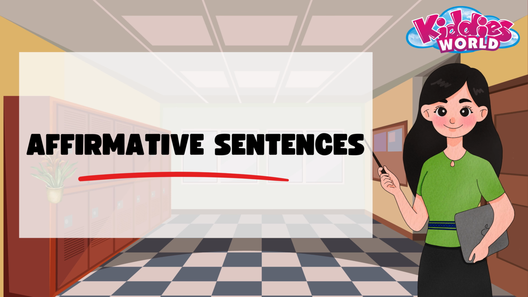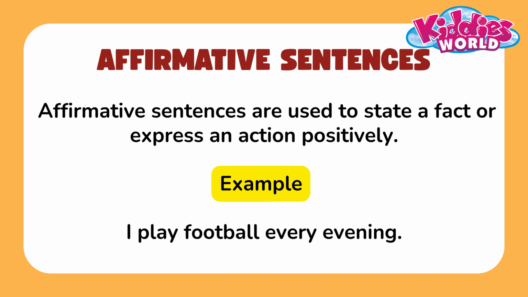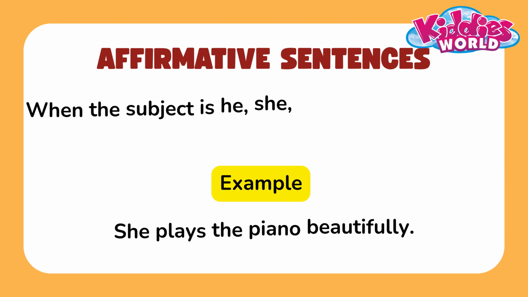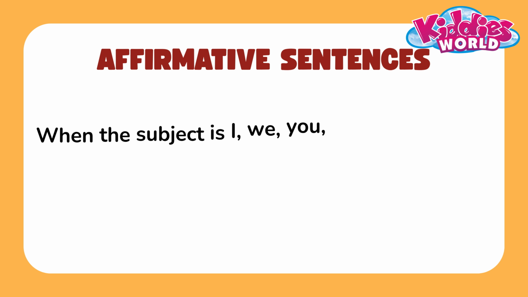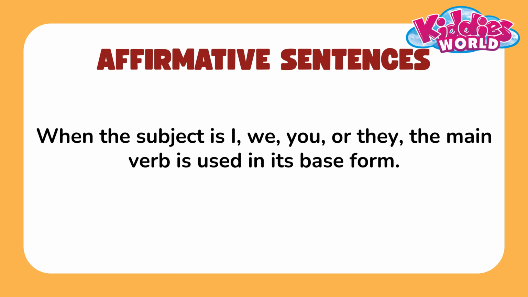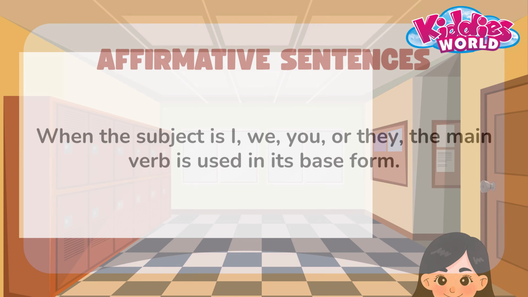Affirmative sentences. Affirmative sentences are used to state a fact or express an action positively. When the subject is he, she, or it, we add s or es to the main verb. When the subject is I, we, you, or they, the main verb is used in its base form.